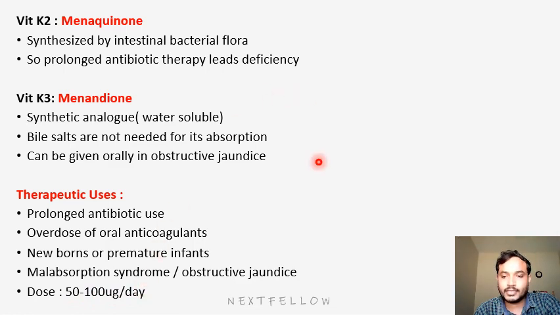In this topic, the main thing is the vitamin K1 name, K2 name, K3 name. Vitamin K1 is not indicated in obstructive jaundice. For vitamin K2, patients on prolonged antibiotics don't produce vitamin K2, so in those patients we will use vitamin K. Most important, vitamin K3 is the main indication for obstructive jaundice because it doesn't need bile salts for absorption. That is the MCQ mostly repeated in this topic.